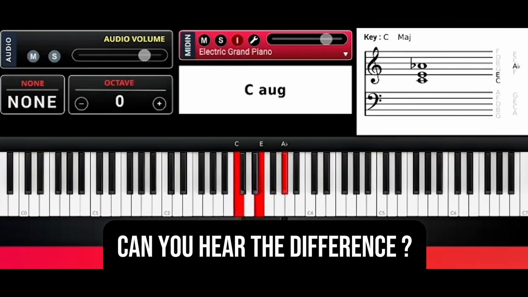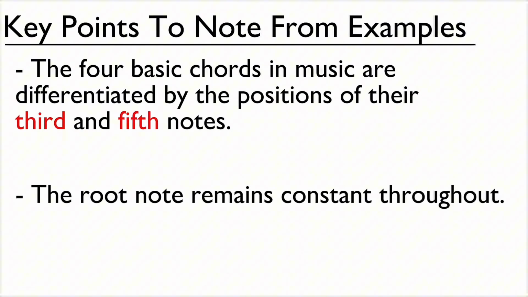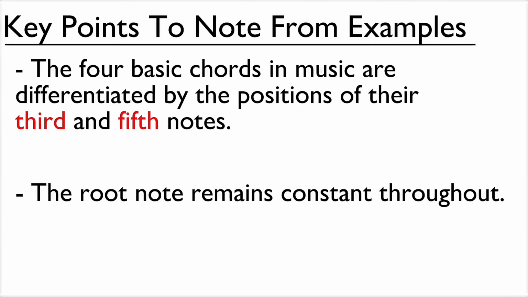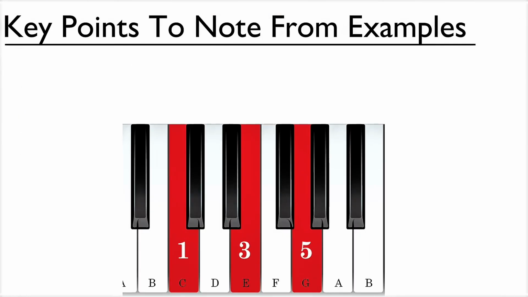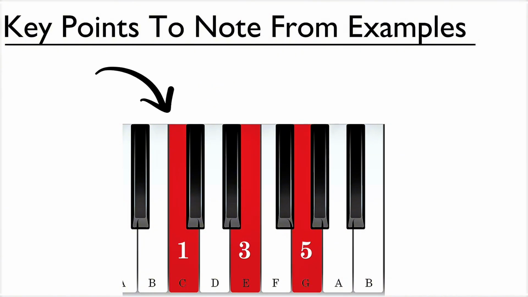You realize that just by changing the position of the third and fifth, the sound of the chord changes. The root note, however, remained constant throughout. This is because it is the foundation of the chord. So when you are alternating between the 4 basic chords of a particular key, it is just the third or the fifth that move. The root remains constant.